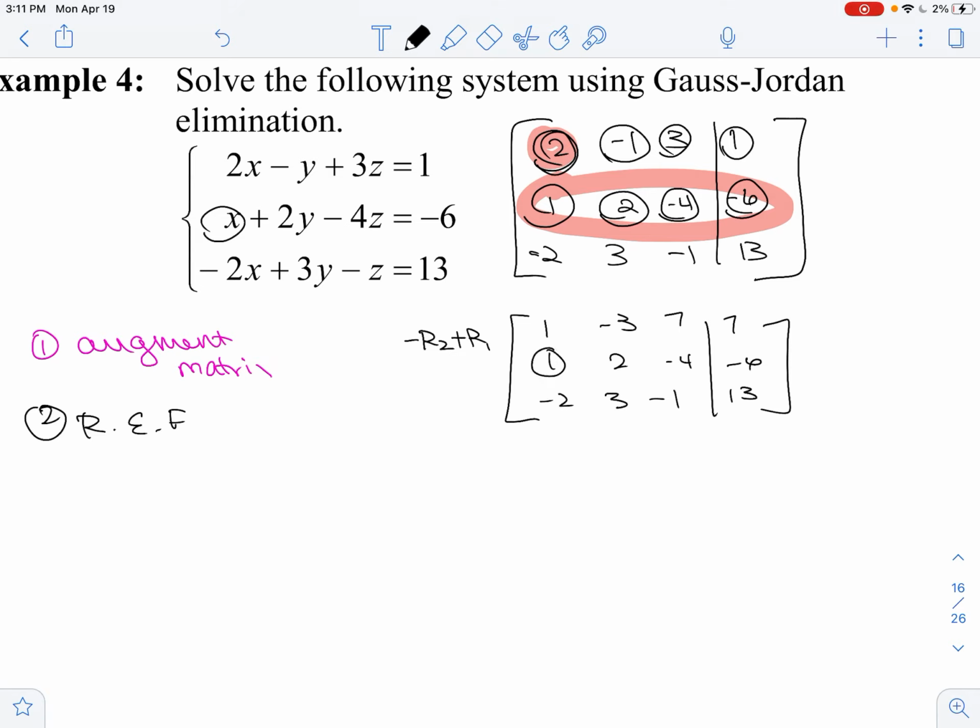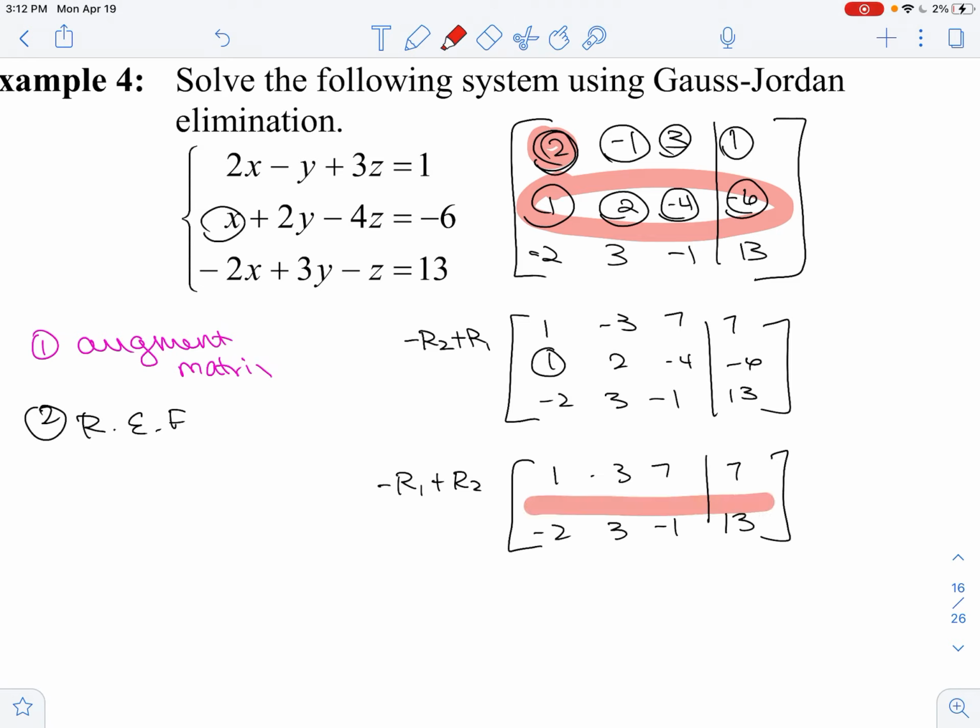Now we're going to need to deal with this 1, and we need it to be a 0. So in order to make this a 0, what if I said, okay, well, now that I have a 1 in row 1, I can go opposite of row 1, or negative times row 1, and add it to row 2. So I'm keeping row 1 and row 3, and I'm changing row number 2.